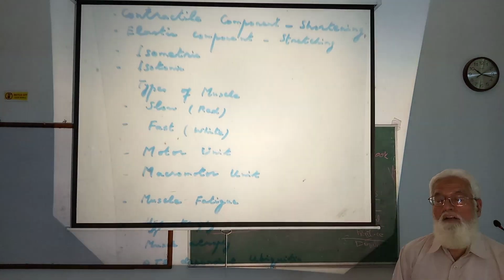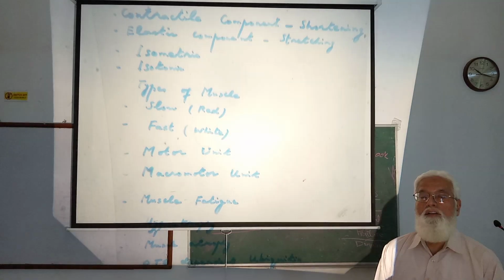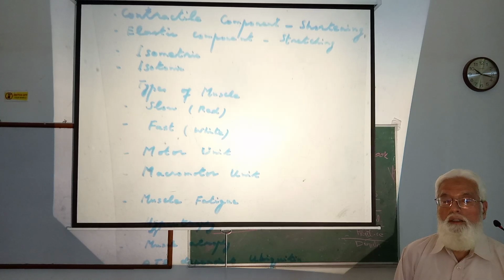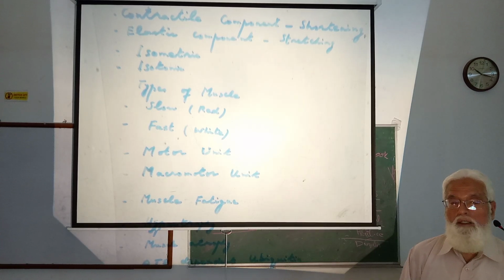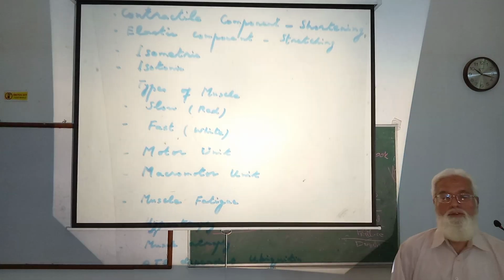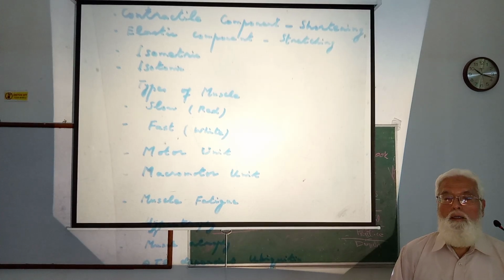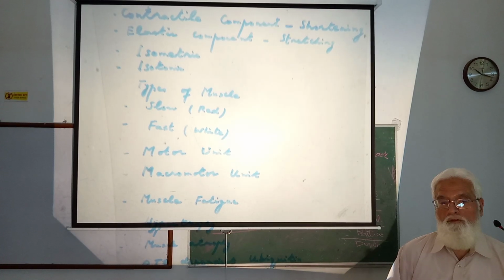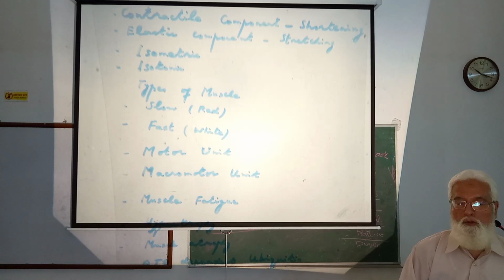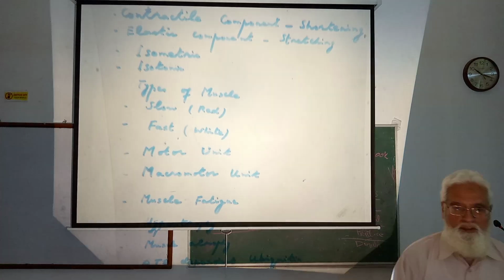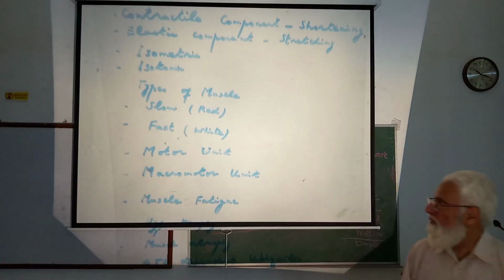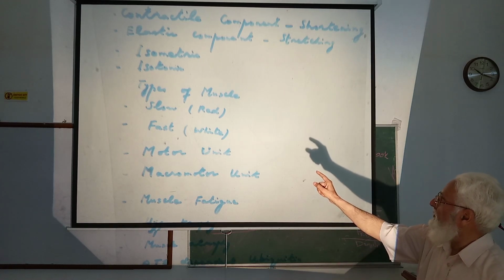There is slow ATPase activity in these muscles, and there is also less glycolytic activity. Because of the more blood flow in the muscle and the increased quantity of myoglobin, these slow muscles are resistant to muscle fatigue. So this was about the slow muscles, or the red muscles.